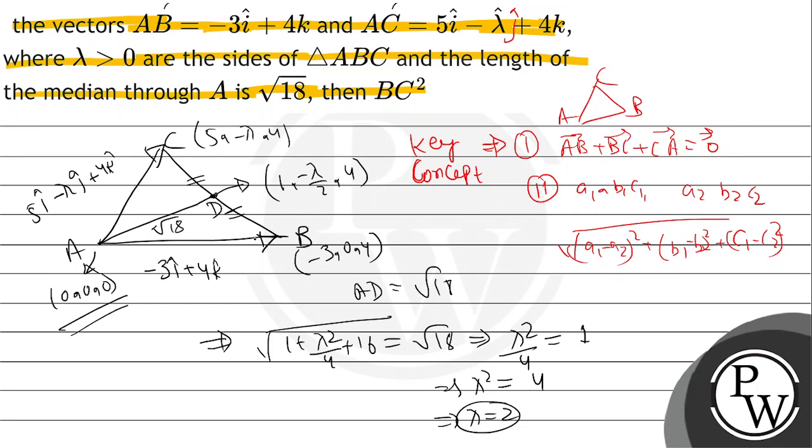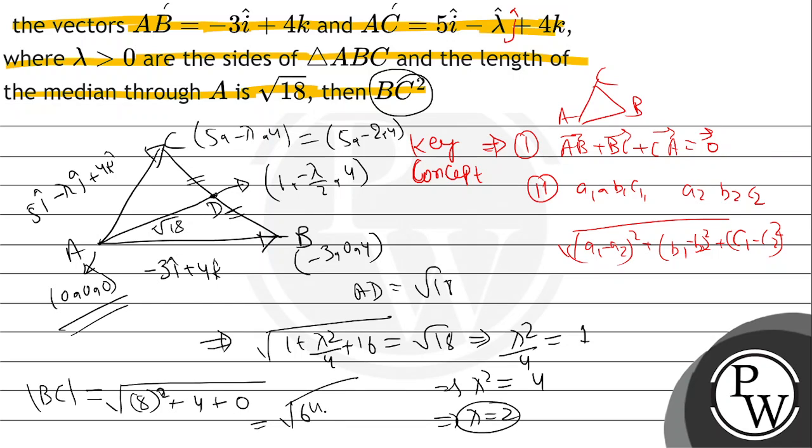Now after finding lambda, the coordinate of the point C is 5 comma minus 2 comma 4. Now we require BC squared, so we require the length of BC. So the length of BC, that is mod of BC, is equal to under root of, again we will apply the distance formula. So this will be 5 minus minus 3, that is 8 square, plus minus 2 minus 0, that is minus 2 square, that is 4, and 4 minus 4 is 0. It is going to be under root of 64 plus 4, that is equal to under root of 68.